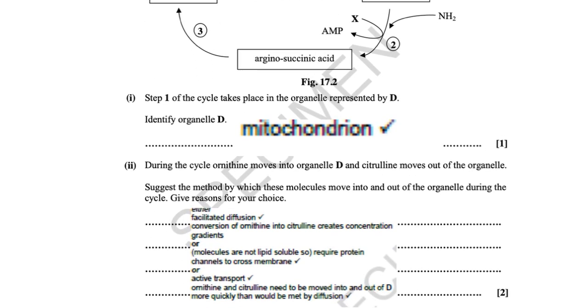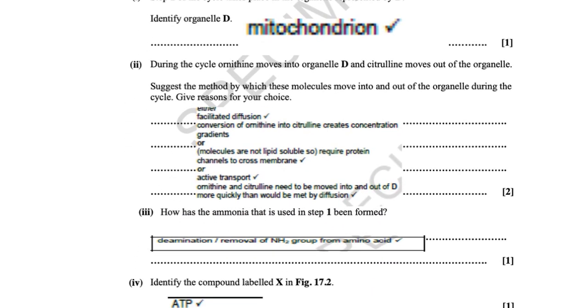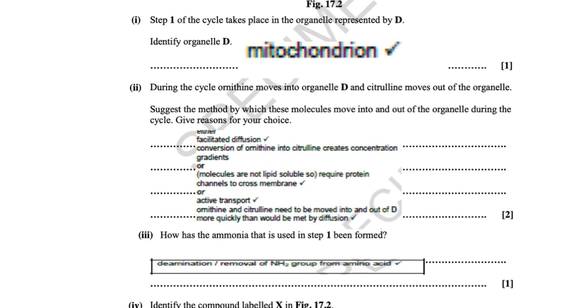So identify organelle D, it's a mitochondria, and then onto, during the cycle, ornithine moves into organelle D and citrulline moves out of the organelle. Suggest the method by which these molecules move into and out of the organelle, and then give reasons, justify your choice. So don't just state a method, state why with justification.